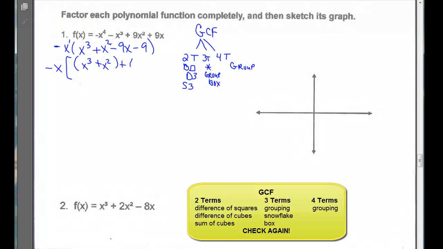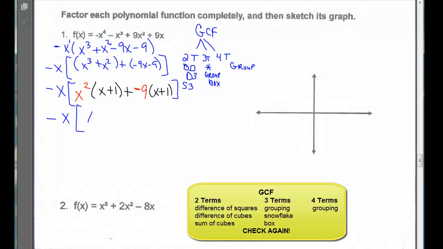And the second 2 terms together, negative 9x minus 9. In the first 2 terms, I could take out an x squared. We're left with x plus 1. In the second 2 terms, I could pull out a negative 9. And I'm left with x plus 1. Now let's group these together. We have x squared minus 9 as one of the factors, and x plus 1 is the other factor.